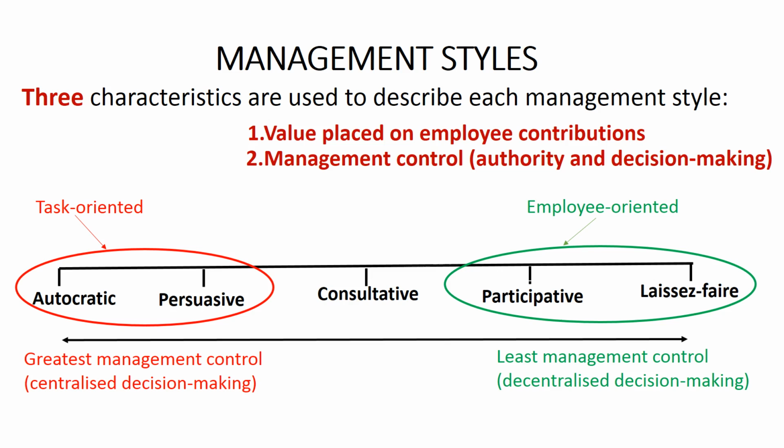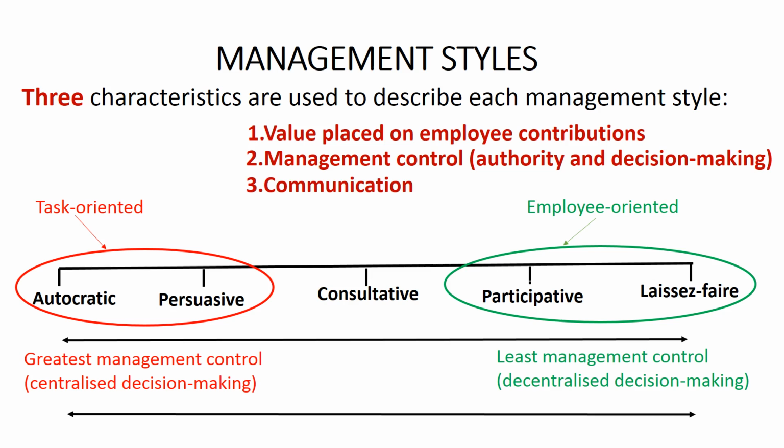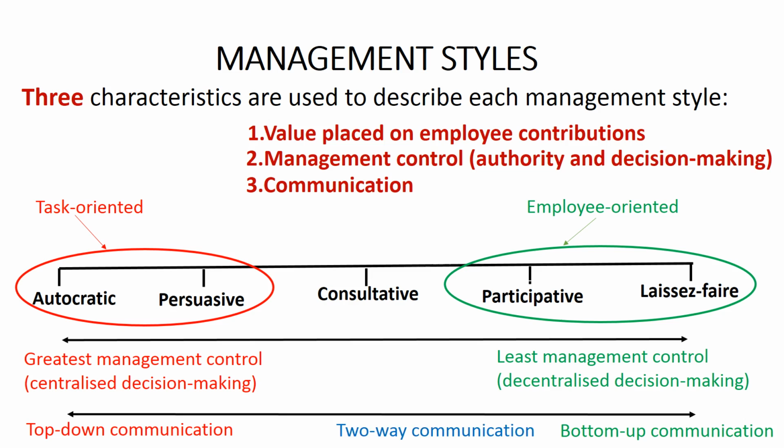The third characteristic that is used to describe the different kinds of management styles is the nature of the communication between the manager and employees when the manager is exercising that management style. That is, the extent to which the communication is either one-way communication, whether top-down from the manager to the employees or bottom-up from the employees to the manager, or is two-way communication, where communication is both from the manager to employees and from the employees to the manager.